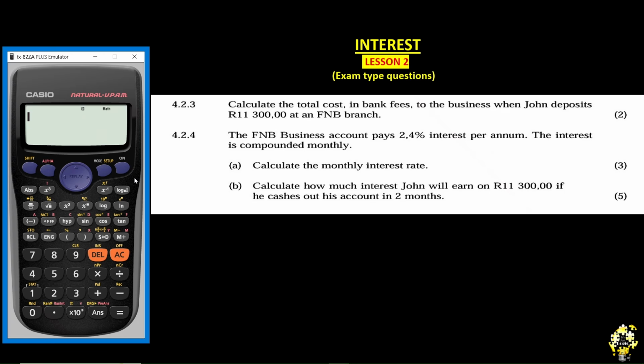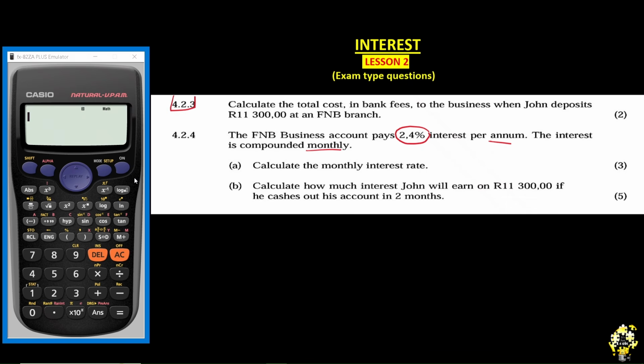For this particular one, let's leave this one. You see, this one has nothing to do with us. Now, 4.2.4, the FNB business account pays a 2.4% interest per annum. The interest is compounded monthly.